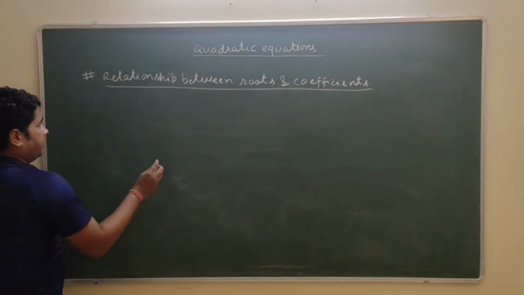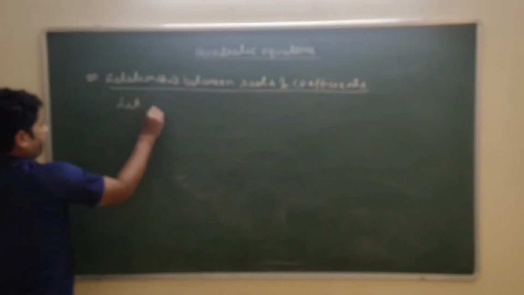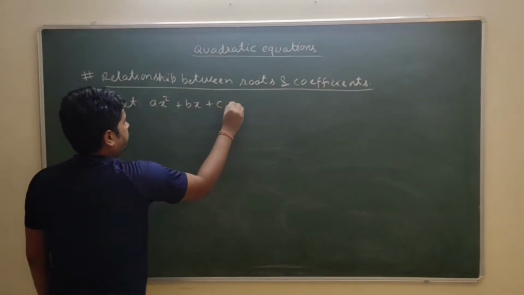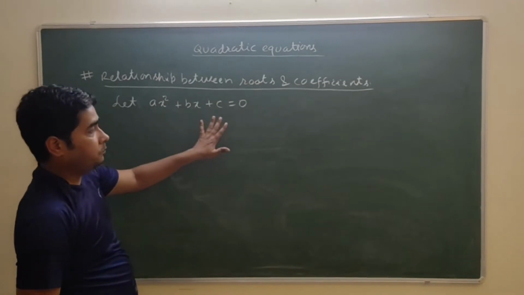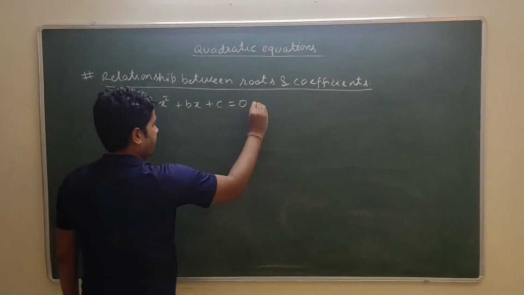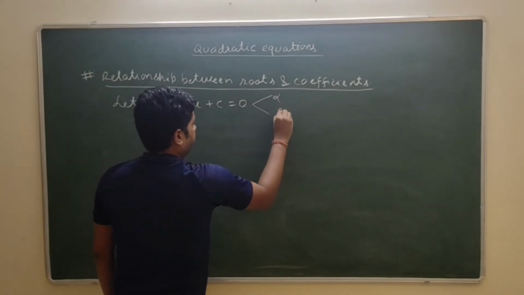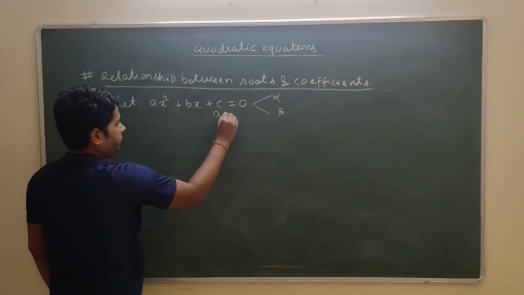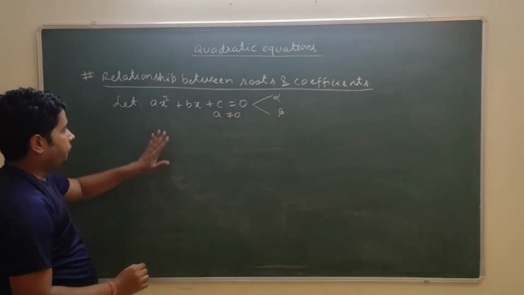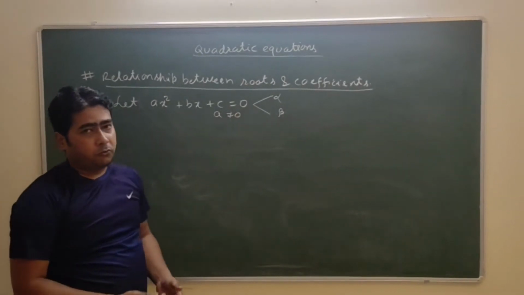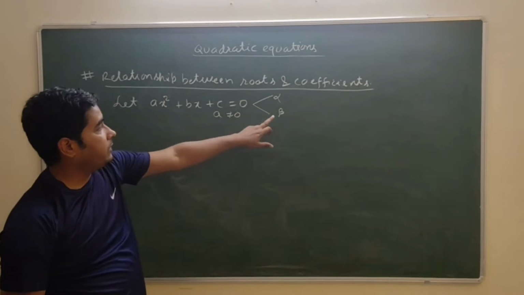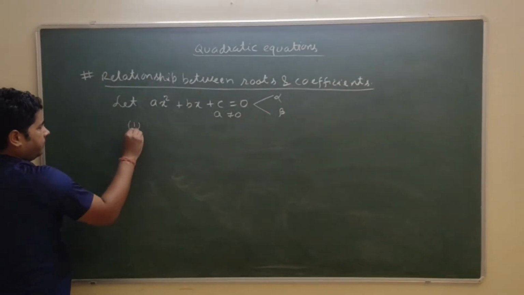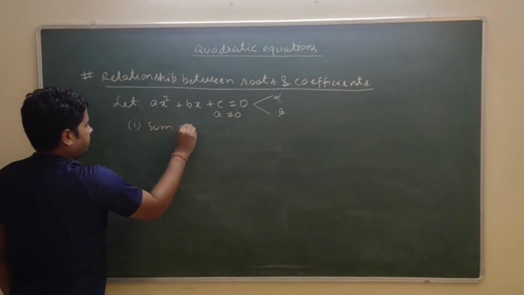Okay, so let ax square plus bx plus c is equal to 0. This is a quadratic equation in which alpha and beta are the roots. For this equation, the leading coefficient is not equal to 0. So for this quadratic equation, alpha and beta are the roots. Now we have to see what the relation is between alpha, beta, a, b, c. So the first relation is the sum of roots.